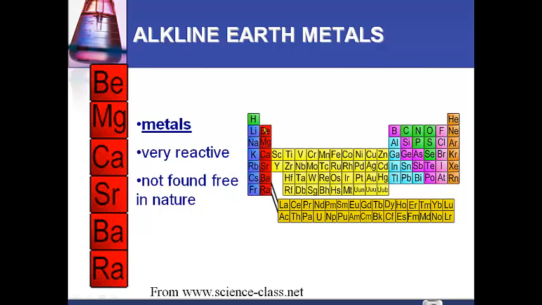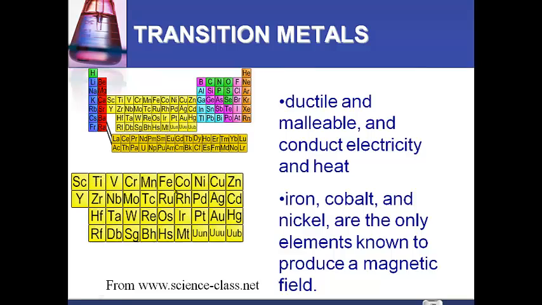Alkali earth metals basically is the red group. Again, it's a group of metals. They're metals. They are very reactive, and again, you don't normally find them in nature either, and they often react with air or water as well.